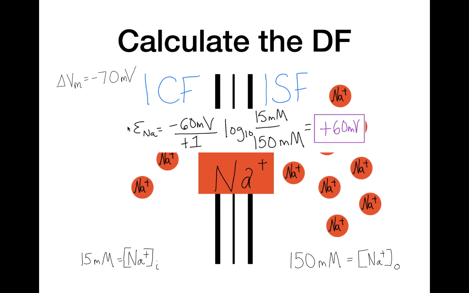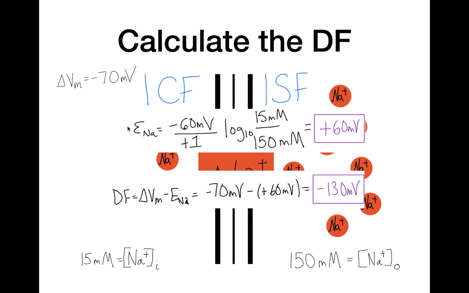So next, we can calculate the driving force. And we can calculate the driving force by using this equation, which I showed to you before. And what you do is you will take the membrane potential and put that here, the equilibrium potential and put that here, and take the difference between them. And what you should get is a driving force of negative 130 millivolts.